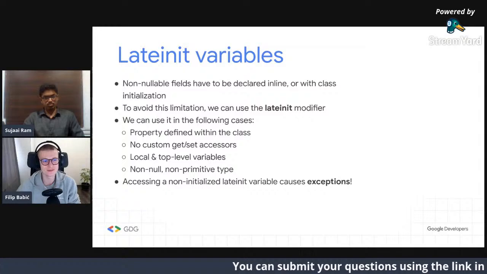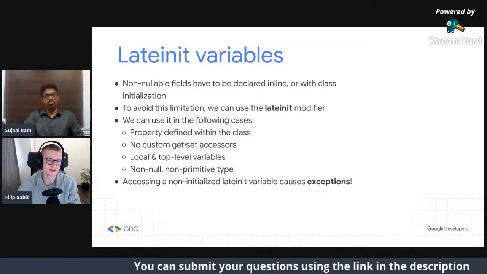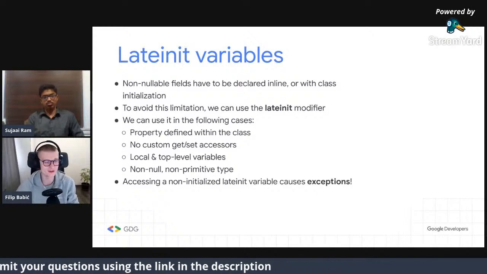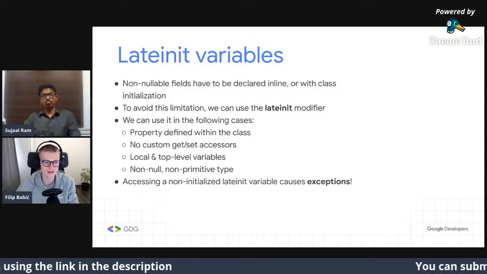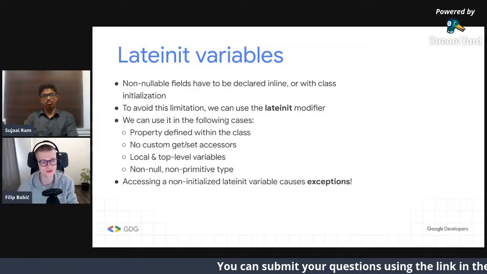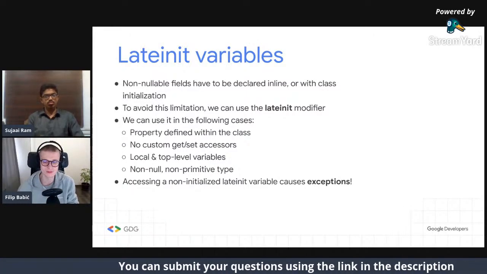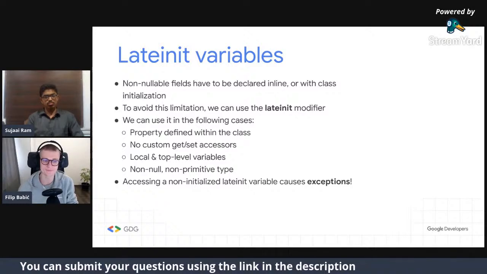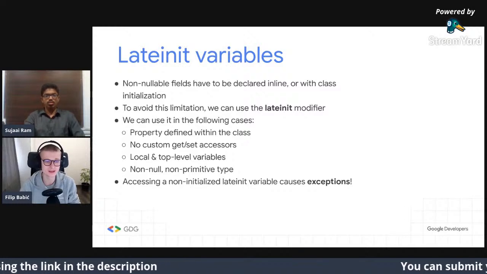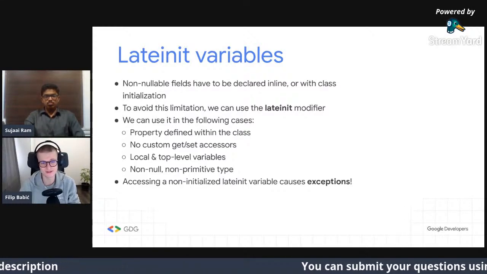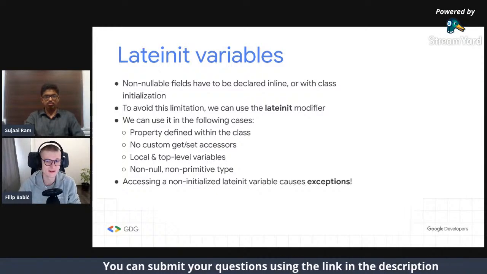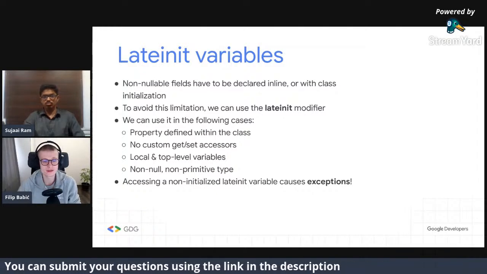You also have lateinit variables, which are variables that you don't initialize right away. You use the lateinit modifier, and basically these are good for cases where you just can't directly create them, like when you have a life cycle that you can't control. You can declare them at the very top of the class and then initialize them later. But they have to be non-null, and they can't be primitive types. They have to be object types or class types, something more complex. And if you try to access these variables before initializing them, you get exceptions.